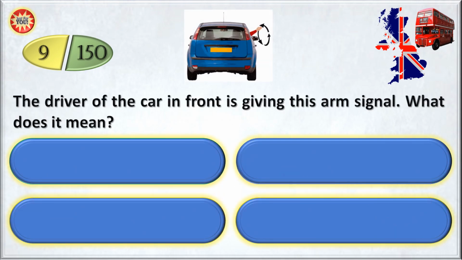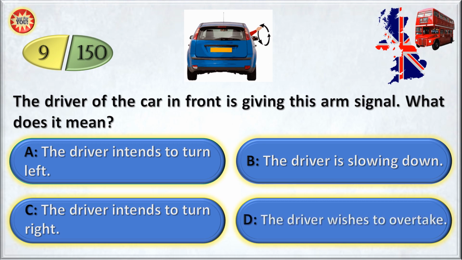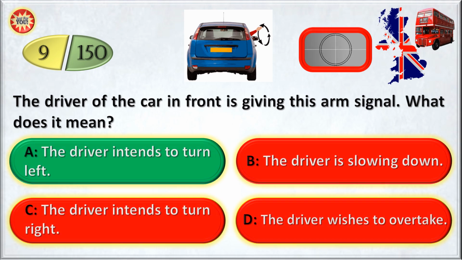The driver of the car in front is giving this arm signal. What does it mean? The driver intends to turn left. The driver is slowing down. The driver intends to turn right. The driver wishes to overtake.